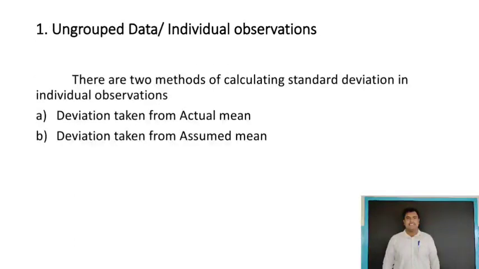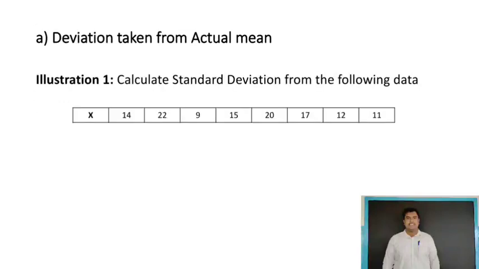So under ungrouped data, we use two methods. There are two methods for calculating standard deviation in individual observations. One is deviation taken from actual mean, and second one is deviation taken from assumed mean. So now we shall understand how standard deviation is calculated by taking deviations from actual mean.